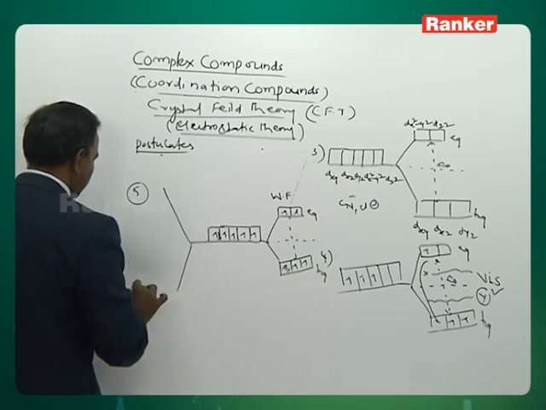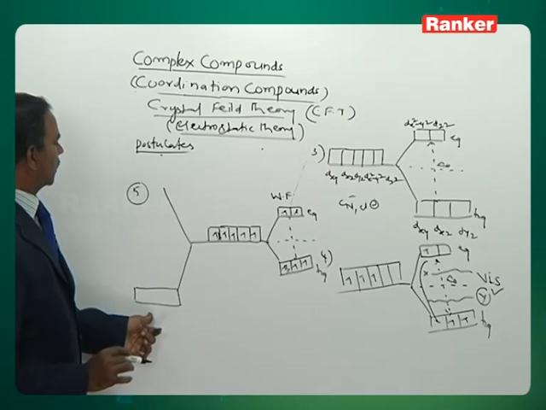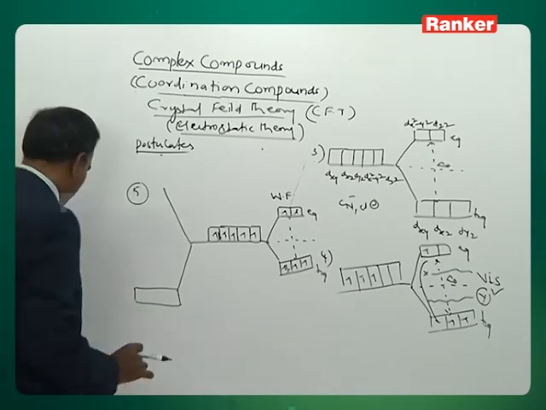Now consider a strong field ligand. Then the splitting of d orbitals is very high.